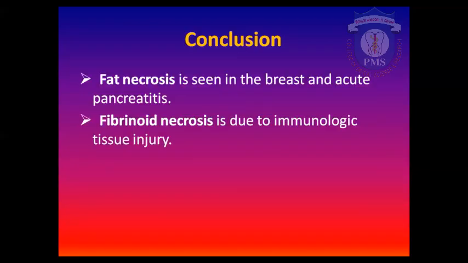Fat necrosis is seen in the breast and in acute pancreatitis. Fibrinoid necrosis is due to immunologic tissue injury.